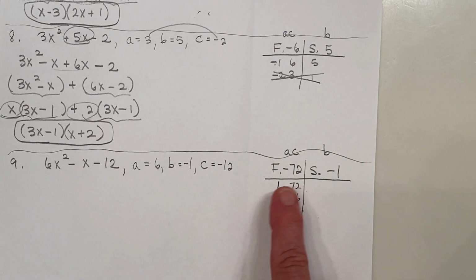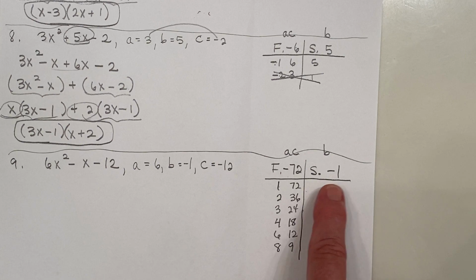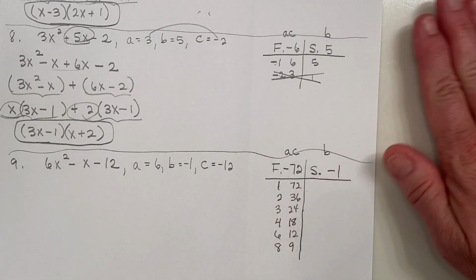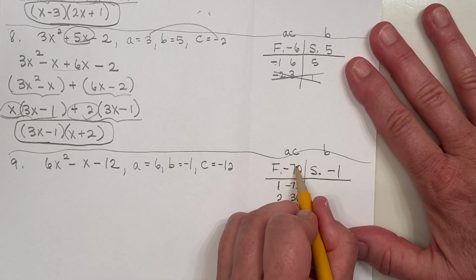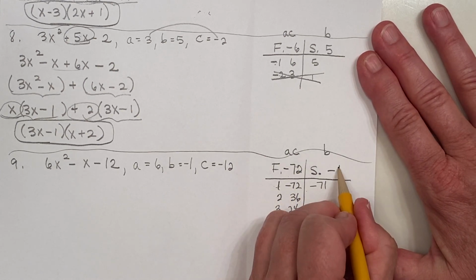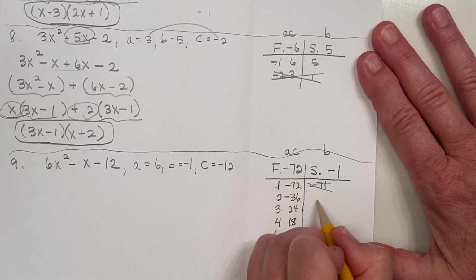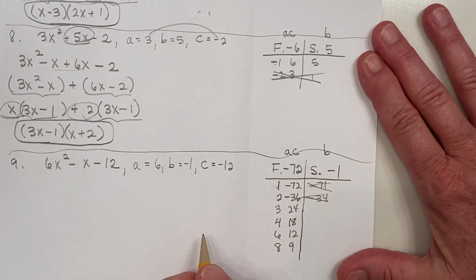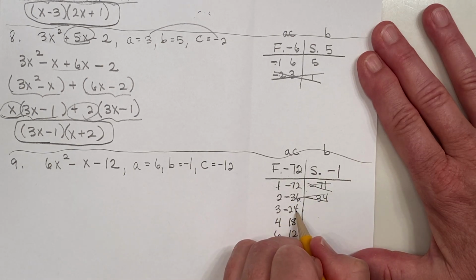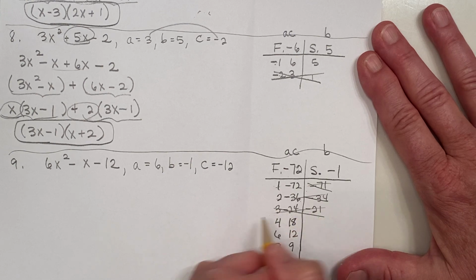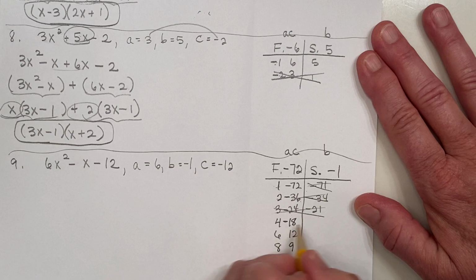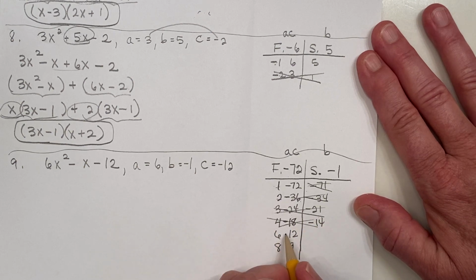Okay, so I need to make one of the two factors negative, and I need to make the larger factor negative so that when I add them, I get a negative answer over here. So that multiplies and gives me negative 72, but when I sum, I get negative 71. Too big. That does give me negative 72, but when I add, I get negative 34. That sum is negative 21, getting closer. That sum is negative 14. That sum is negative 6. That sum is negative 1.